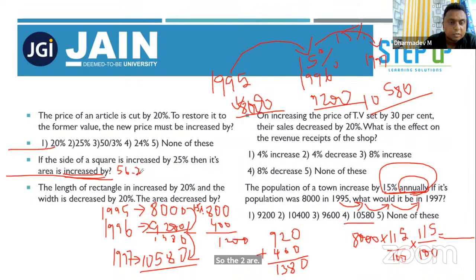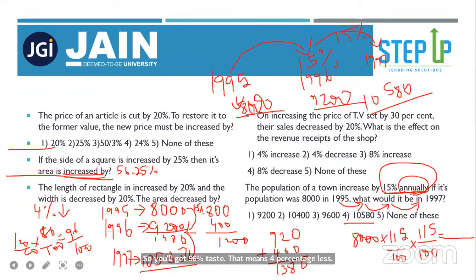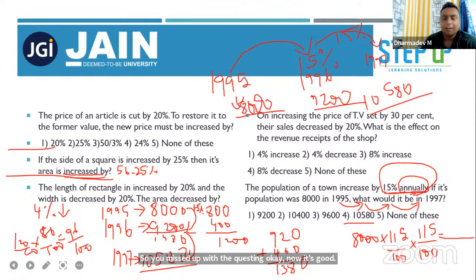It's a square, not a rectangle. And in this question, 20% increase and 20% decrease. The answer was 4% decrease. 120 divided by 100 times 80 divided by 100, so you will get 96%. That means 4% less. So you mixed up the question. Okay, now it's clear, right? I think I interchanged them. Okay, that's fine. Any other doubts?